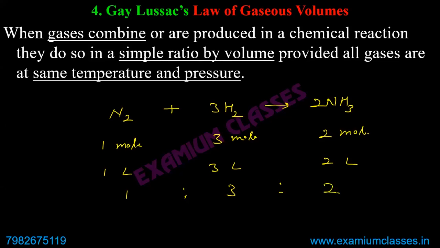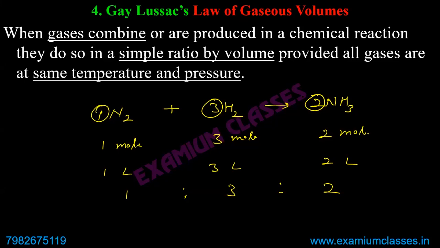And it is always 1:3:2, sir. In this case, yes. If the reaction is different, then it will be different. So here it is 1:3:2 because here number of moles are 1, 3, and 2. If this value is different, that will be different, but it will always be simple whole ratio.